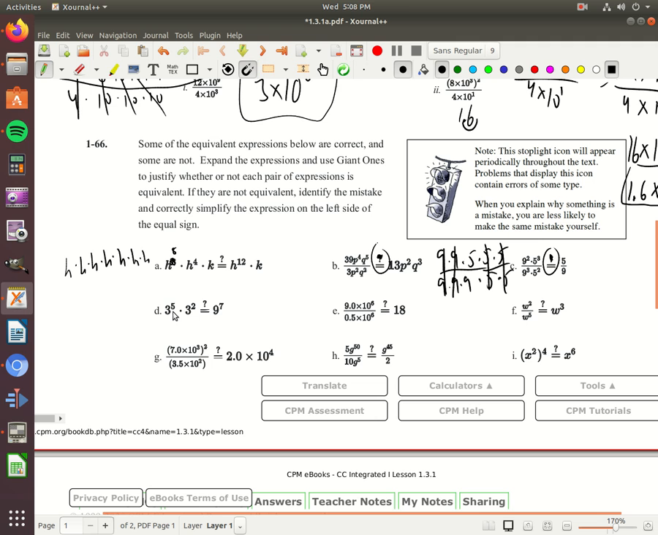All right, how about this one? Well, I have 5, 6, 7 threes. I don't have 7 nines. I have 7 threes. So this should be 9 to the 5th times 9 to the 2nd equals 9 to the 7th. That would fix that. Remember, they told us to fix the left side, not the right side.